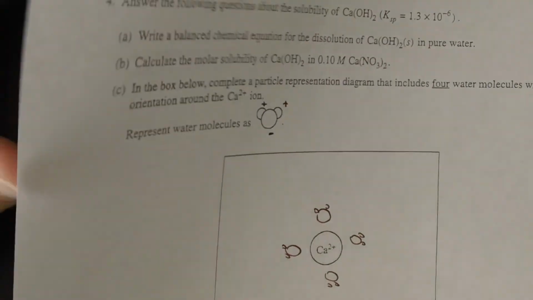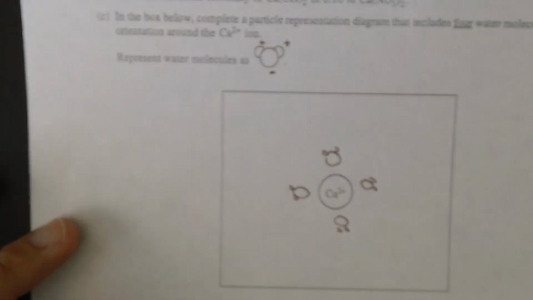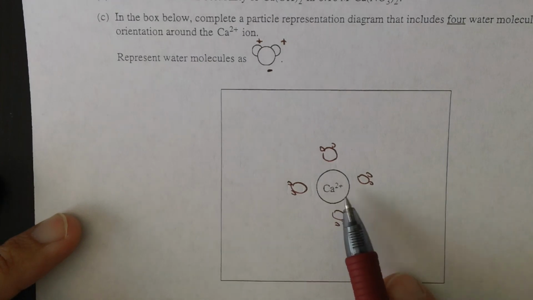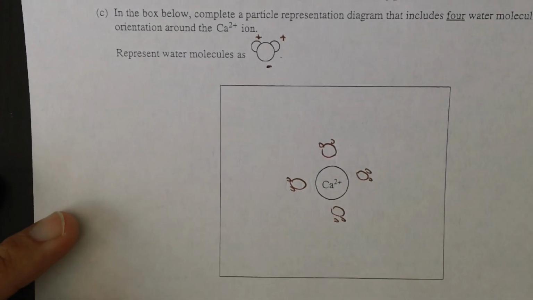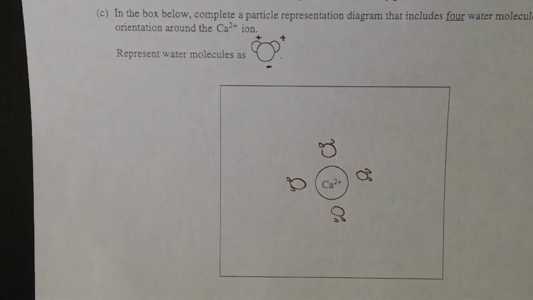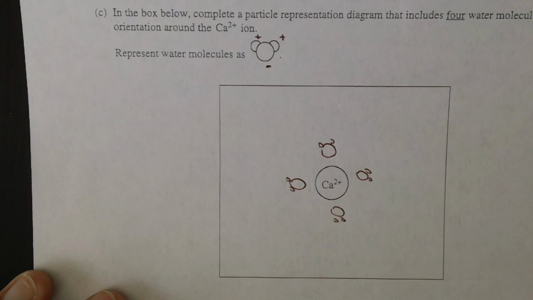Size-wise, it doesn't really matter whether they're bigger or smaller than that calcium ion you're looking at. The important part is that the negative side of the waters is all facing the calcium ion. That's it. Short and sweet for 2015. If you got any questions, make sure you yell at me.